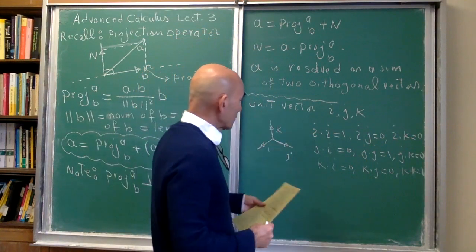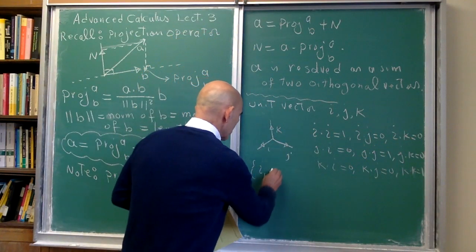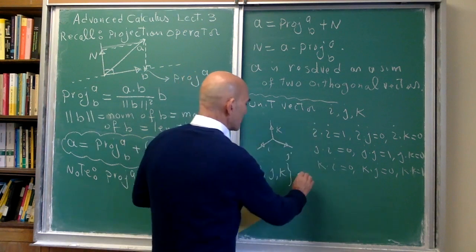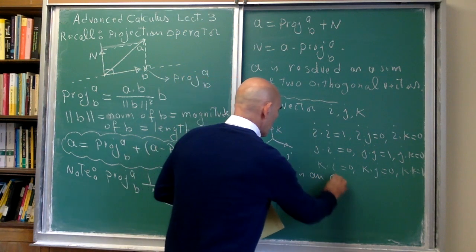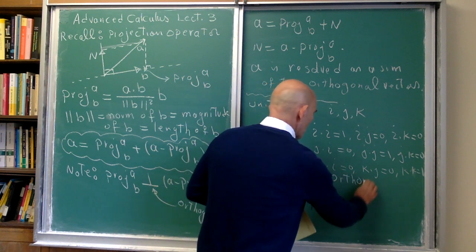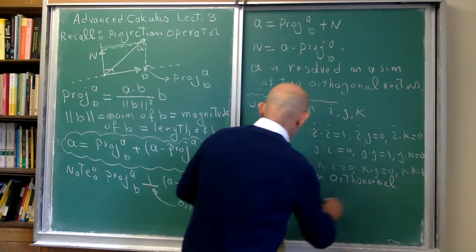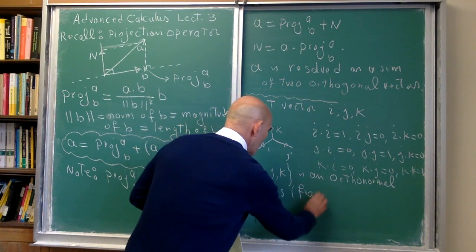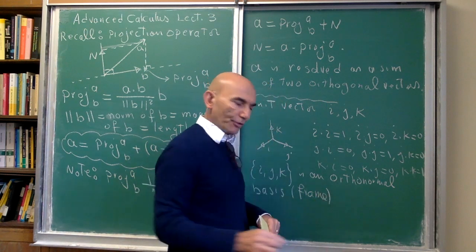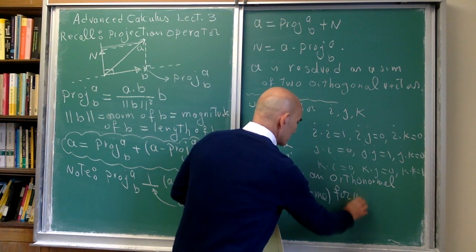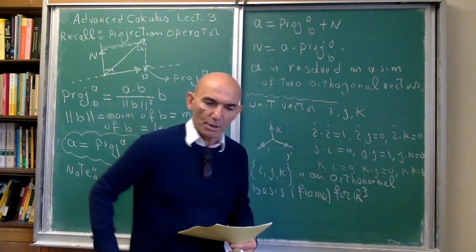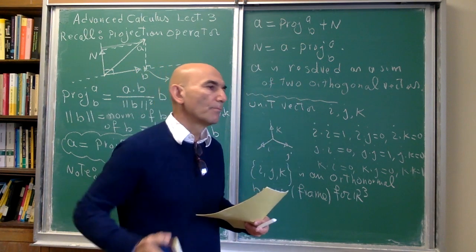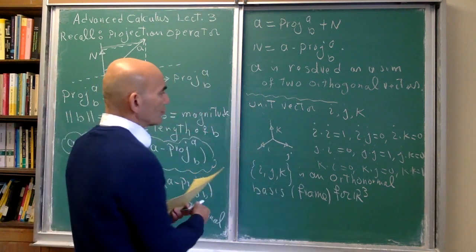So we just say ijk is an orthonormal frame, or orthonormal basis, for the space R3, right? For our space R3. Okay, so yeah, this is the ideal orthonormal frame.